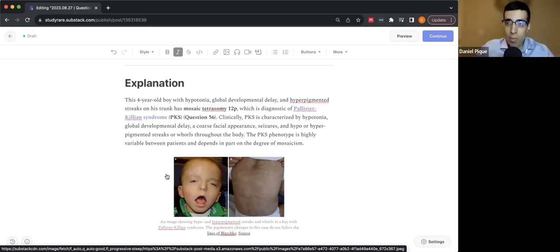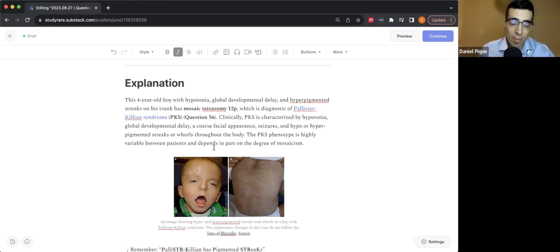Patients with Pallister-Killian can typically also have seizures, coarsened facies, and delays. So patients can be pretty severely affected. However, there's a great deal of variability, and a lot of that depends on how much mosaicism for this tetrasomy 12p there is in the body.